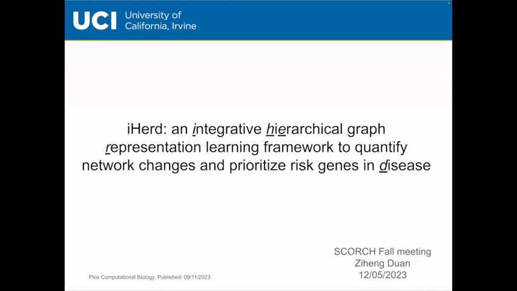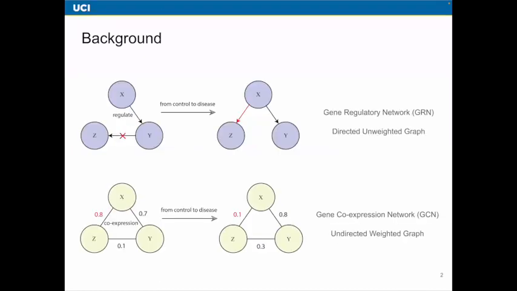Today I'm very excited to talk about my work called iHerd, which was published in PLOS Computational Biology. iHerd is a tool that helps us understand and identify key genes in disease by analyzing how gene networks change. Before we dive into the details of iHerd, I would like to introduce some background about gene networks.